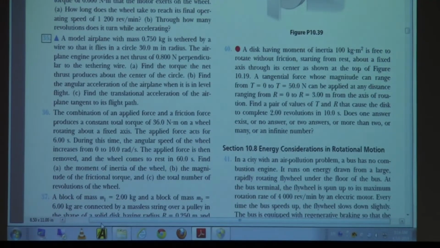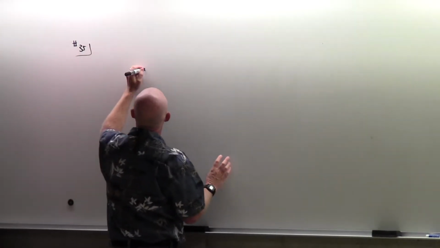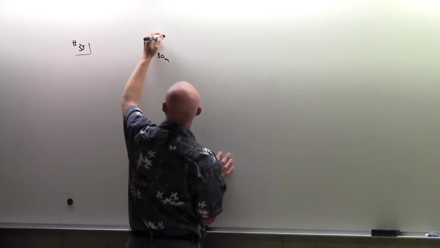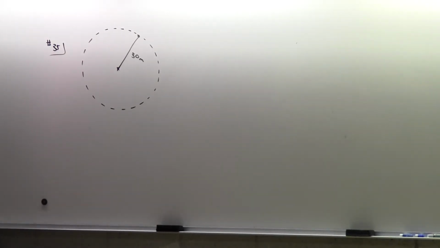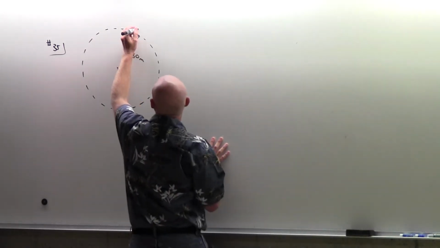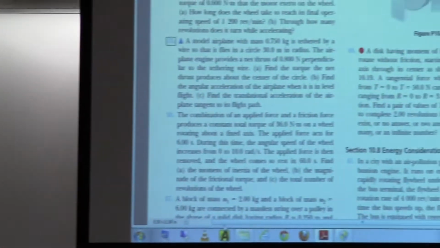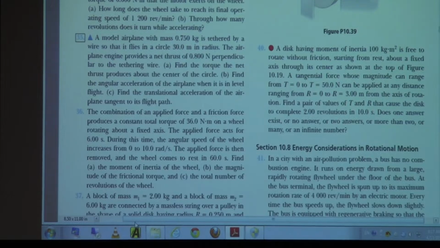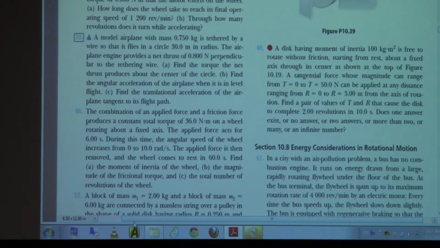It says a model airplane with a mass of 0.75 kilograms is tethered by a wire so that it flies in a circle of 30 meters in radius. All right, so maybe looking from above, an aerial view, there is this long wire here, which they say is 30 meters, and then we've got this airplane at the end of it flying in a circle. That's what they mean in that first sentence, airplane tethered, flying in a circle. Maybe I'll even put the mass up here so that I don't forget, 0.75 kilograms, as the airplane flies in a circle. Okay. The airplane engine then provides a net thrust of 0.8 newtons perpendicular to the tethered wire.